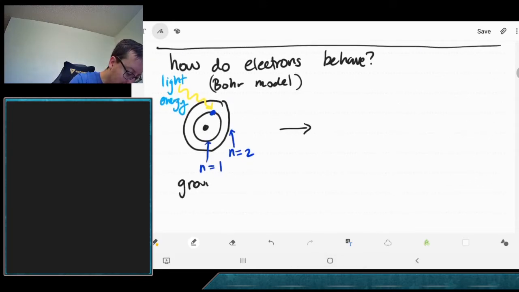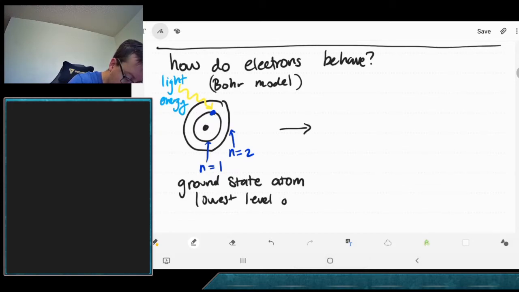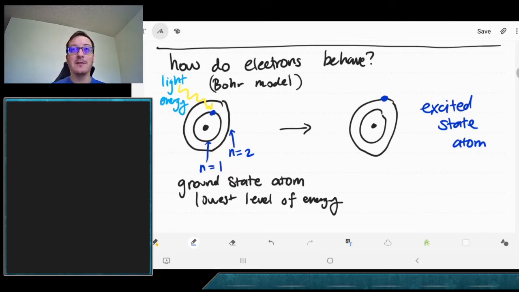This one we can call a ground state atom. It's got its electron. I guess this is a hydrogen atom, so it's only got one electron. It has its electron at its lowest energy level. We can excite it by giving it some light. If we do that, let's redraw our atom. Now our electron has jumped into our second ring. We call this an excited state atom because it has more energy. We've given that electron some energy, and it's jumped up into a higher orbital.